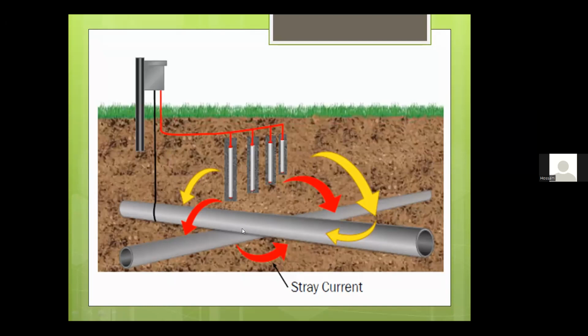and at the crossing, this stray current will be discharged from this structure and come back to its original structure here. The problem occurs at the discharge point here, where corrosion will happen.